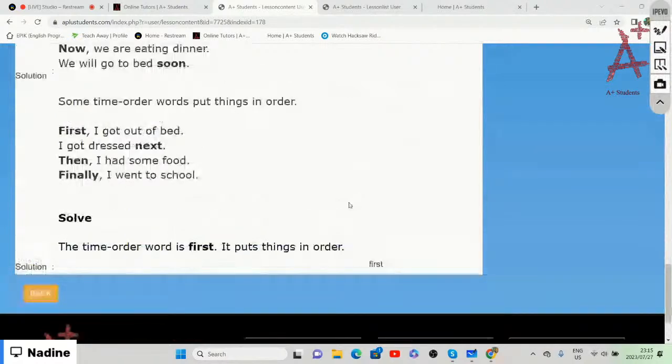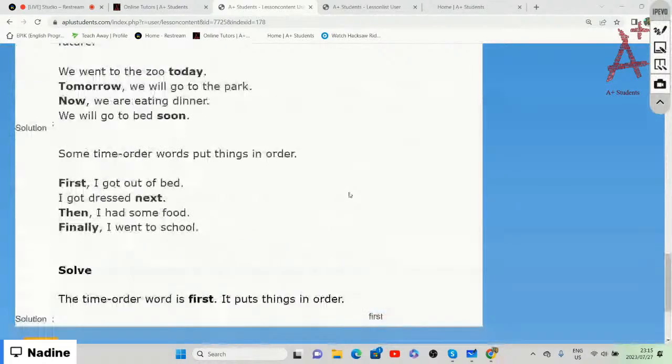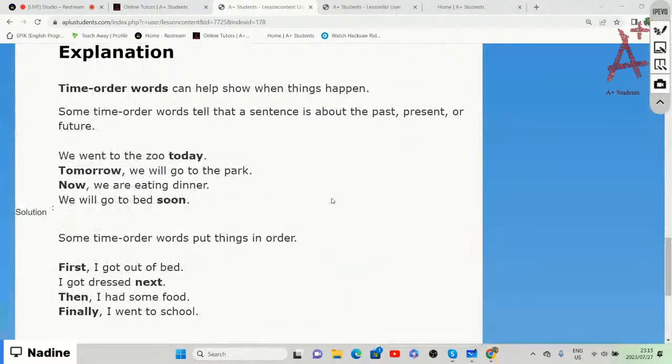So the things that are put in order, we can say these are things like first, next, then, finally. That is like putting things in order. And then we have time words that tell us the sentence is either about the past, present, or future, and that is when they use words like before, today, tomorrow, now, soon, and so on. But overall, time order words can show when things happen.